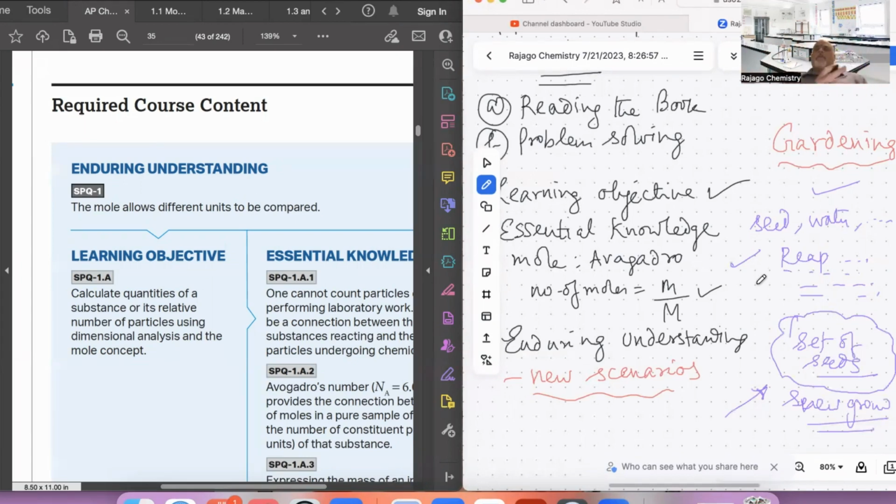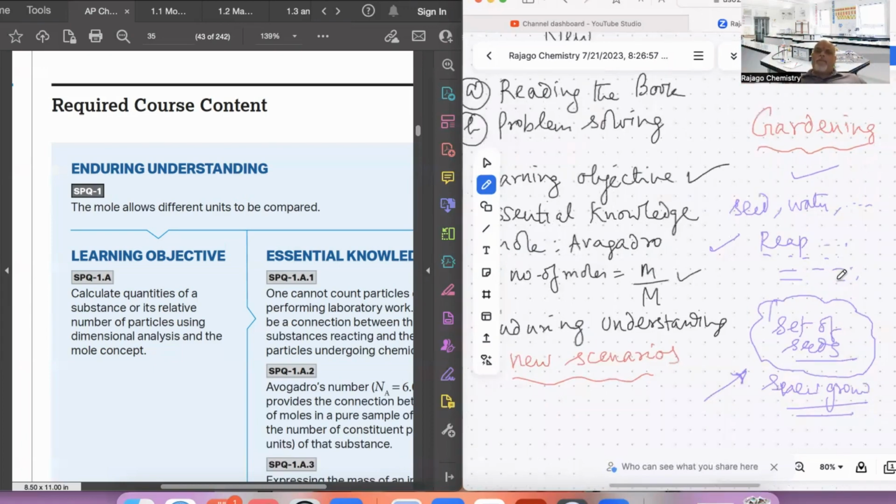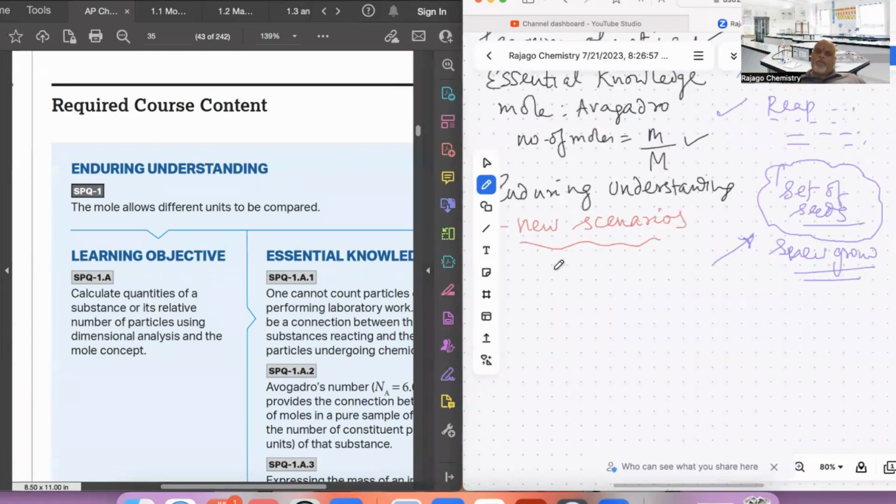So the learning objective is not the important part. You know what you're supposed to learn. The essential knowledge is also not the important part. You have already learned it. The teacher already taught you what you are supposed to learn, and you know the formulas. You already read the book. You already did 20 problems based on 1.1, 20 problems about moles, or even 100 problems. But can you apply it to new scenarios?